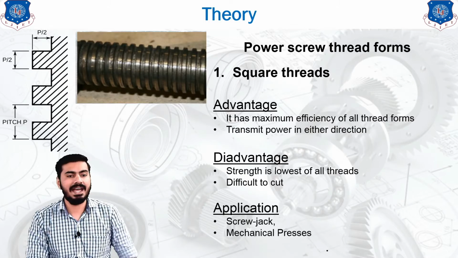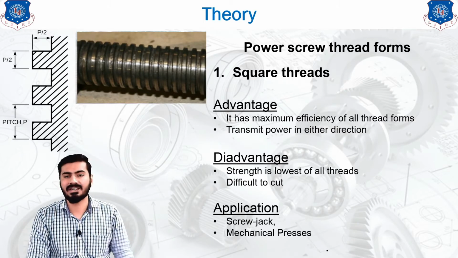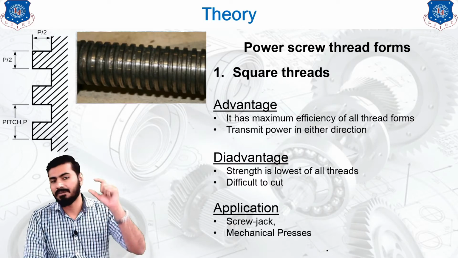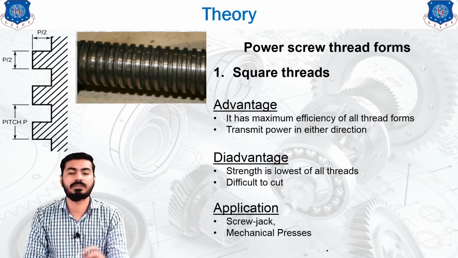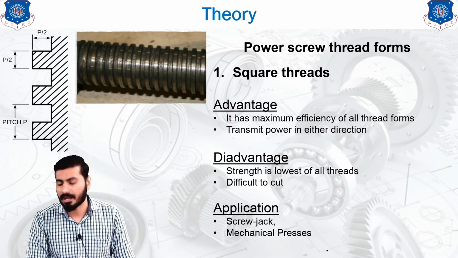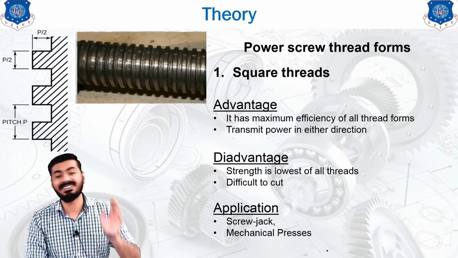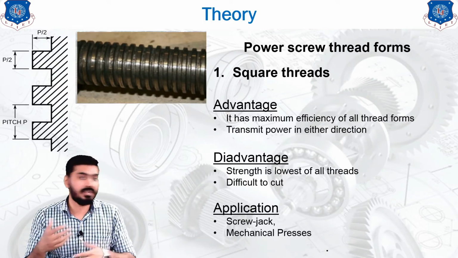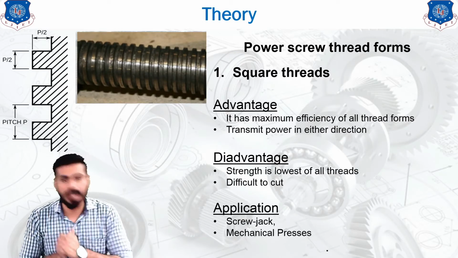As you can see in the diagram, the square thread has the height or the depth of p by 2 and the width of p by 2, because it is square, and that's why each and every side of the square must be equal. Now there are a few advantages. It has the maximum efficiency of all the thread forms and transmits the power in either direction. You can go upward or downward. It is possible in the case of the square thread.